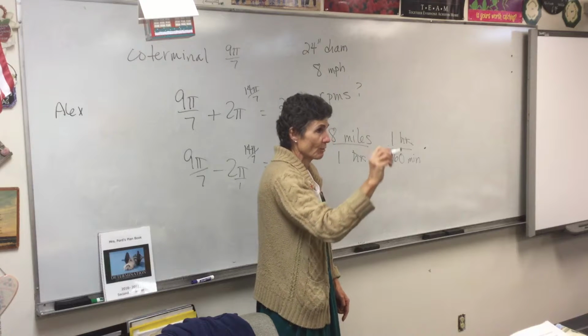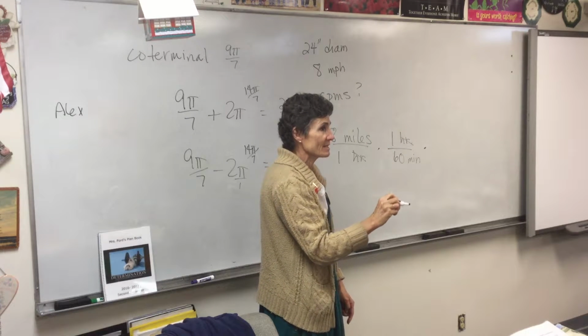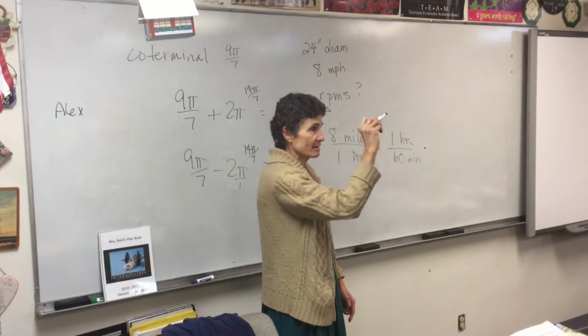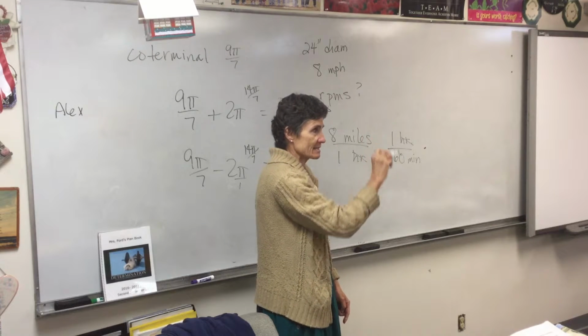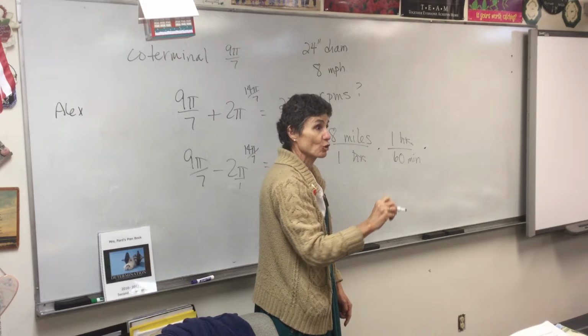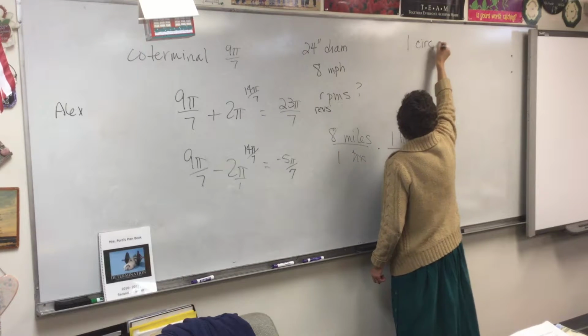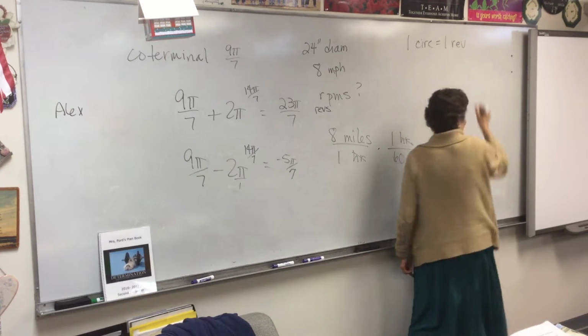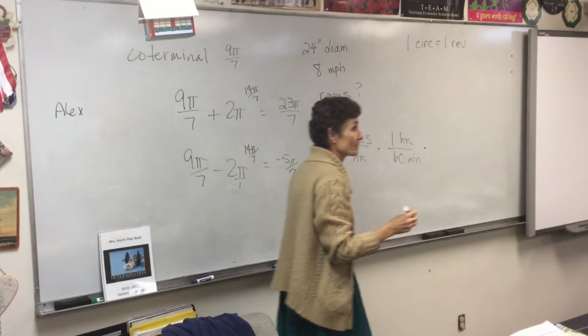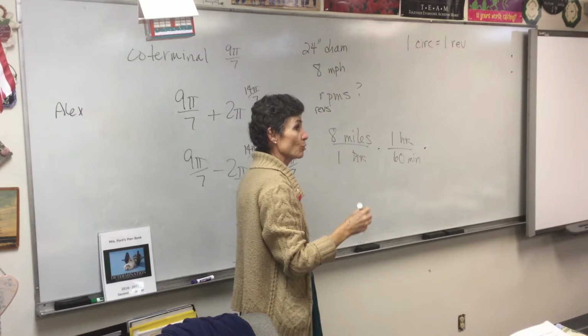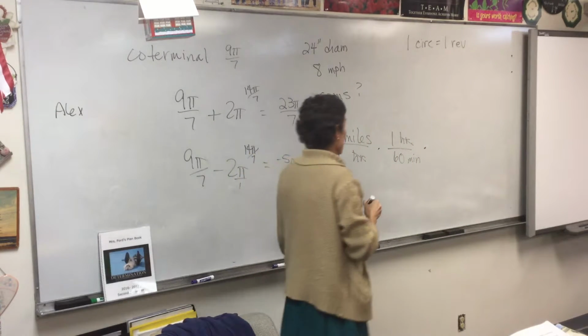This is a revolution, right? But in terms of the tire, this isn't the diameter. What's this in terms of the circle? Circumference. So 1 circumference is 1 revolution. Would you agree with that? Okay, so let's get the circumference down here.